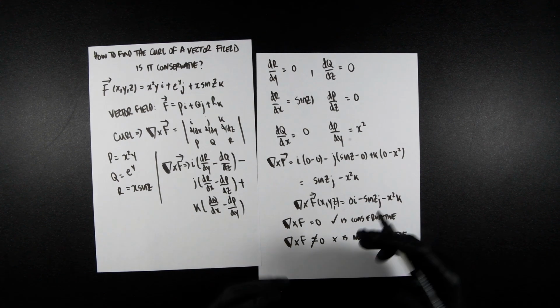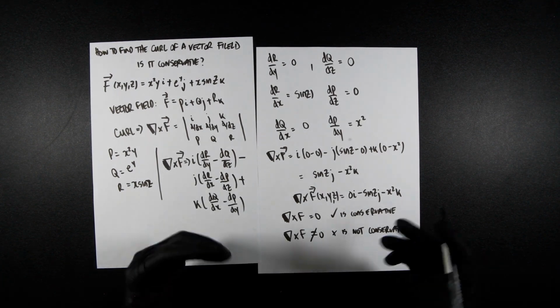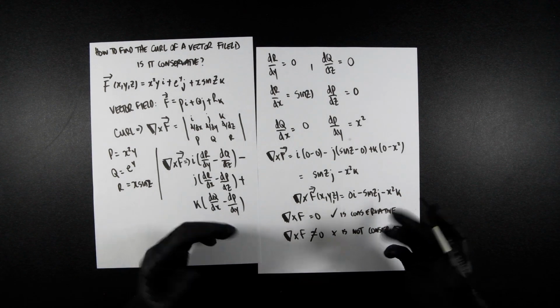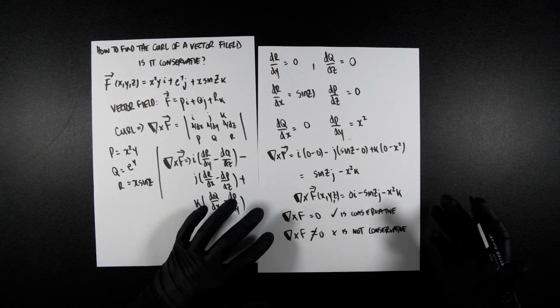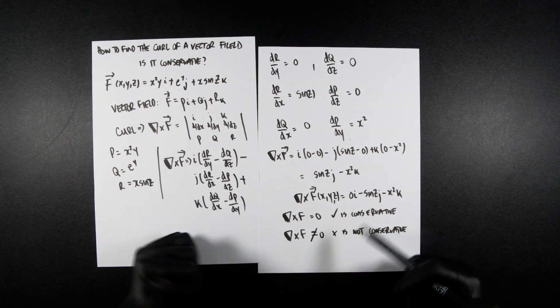A conservative field has no circulation or rotation. So a really good example of a field like that is gravity. So in this instance, it does not equal 0, so therefore it is not conservative. Done.